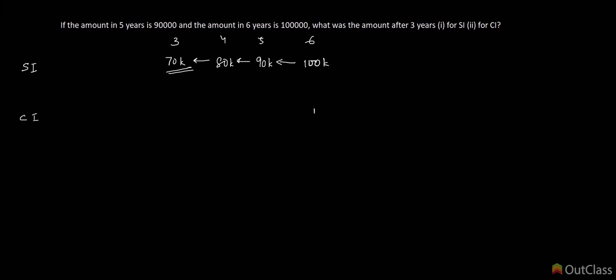We have 100k after 6 years, and 90k after 5 years. What was the common ratio? It was a multiplication by 10 by 9, and we're taking a common ratio because the amounts in CI behave like a geometric progression. That means to go backwards you have to multiply by 9 by 10. Going forwards is 10 by 9, backwards is 9 by 10. So you'll get 81k would have been the amount after 4 years, and after 3 years it would have been 72.9k, and that's your answer.